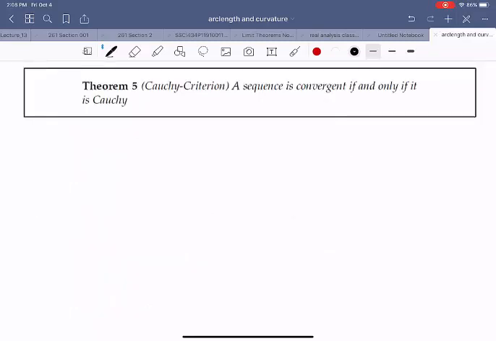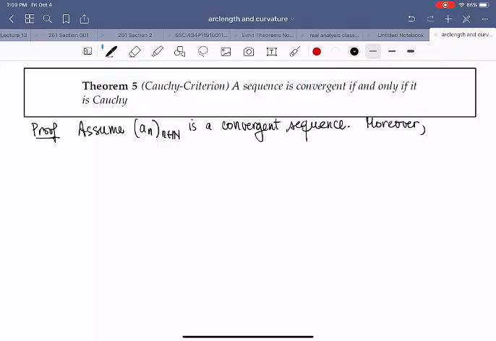Okay, now we will prove that a sequence is convergent if and only if it is actually Cauchy. So in other words, the condition of convergence can be replaced by the condition of Cauchy. Let's write a proof. Assume a_n is a convergent sequence. Let A be a real number such that the limit of a_n as n approaches infinity is equal to A.